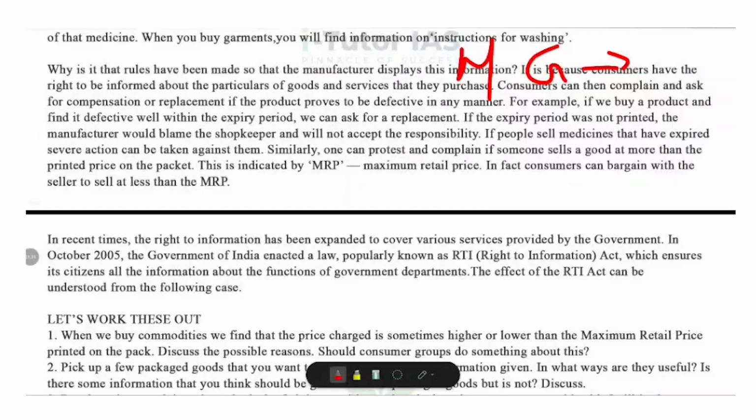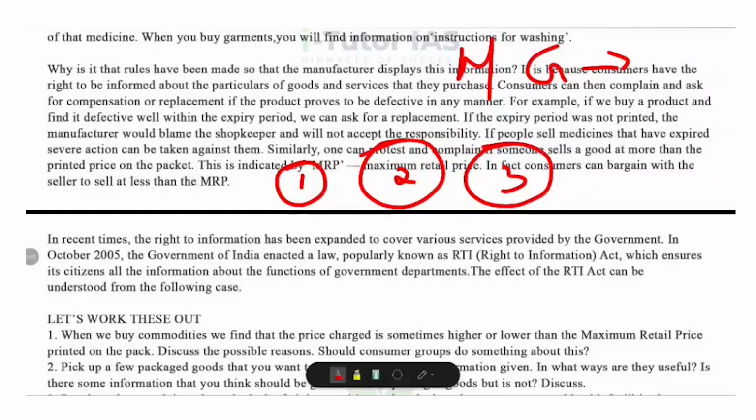Now, why must manufacturers display information? Consumers have the right to be informed about the products they buy. The purposes of displaying information are, first, safety and quality. That means consumers can check expiry dates, ingredients, and other details to ensure the product is safe and suitable. The second reason is accountability. If the product is defective within the expiry period, consumers can demand replacement or compensation. And the third reason is preventing evasion of responsibility. Without printed information like expiry date, manufacturers could shift blame to shopkeepers.